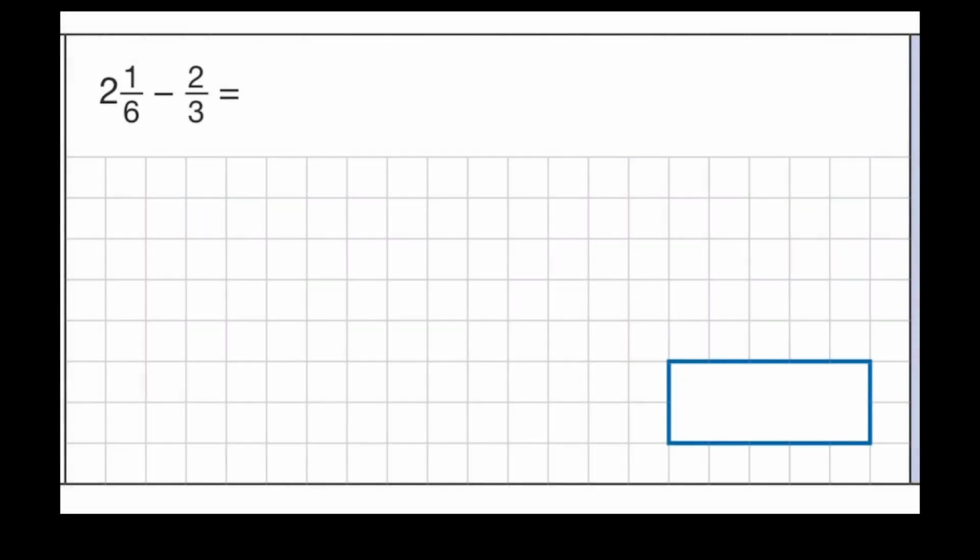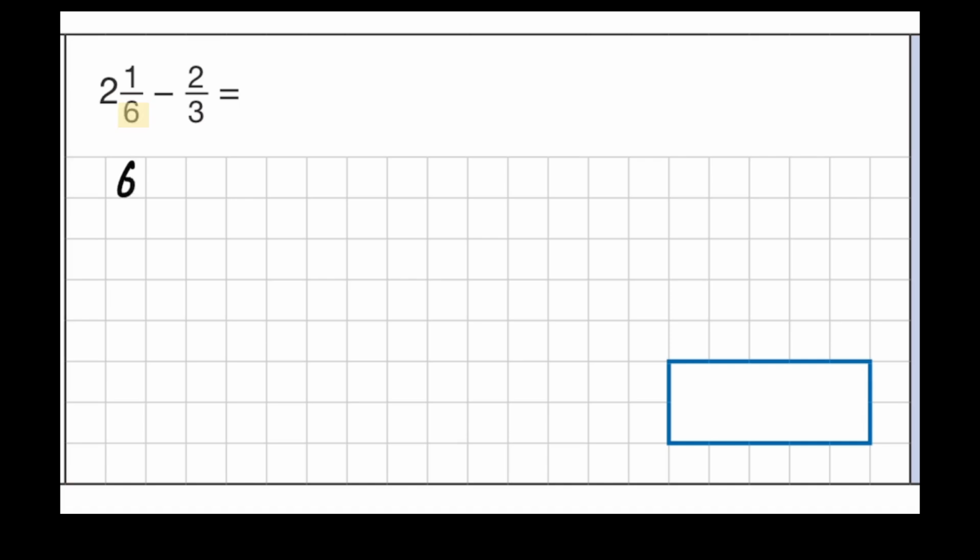Going to go over some SATs questions to apply what you've just learnt. We're going to go through it together, and I will go over what we just learnt to make it very explicit. So we are going to look at this question. This question is 2 1/6 minus 2/3. We're going to convert the mixed number, which is 2 1/6, into an improper fraction first of all.